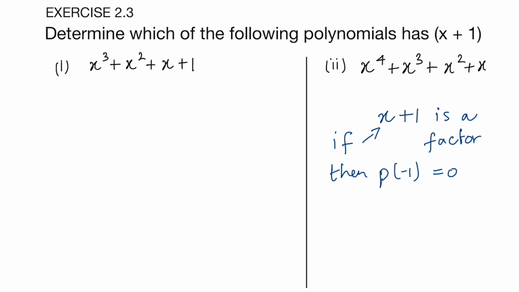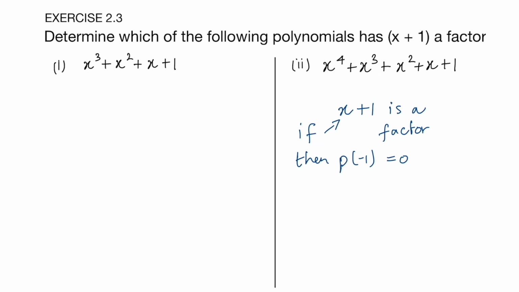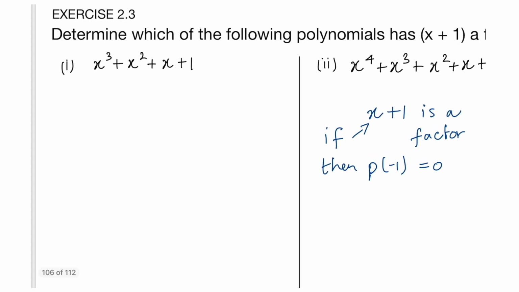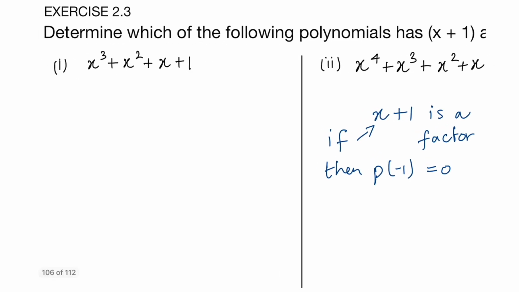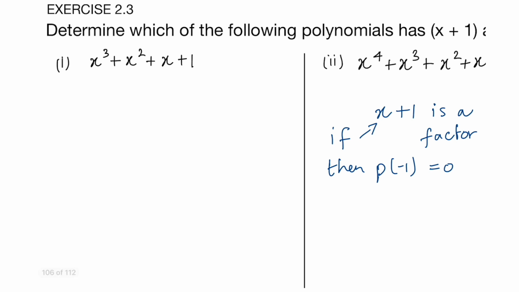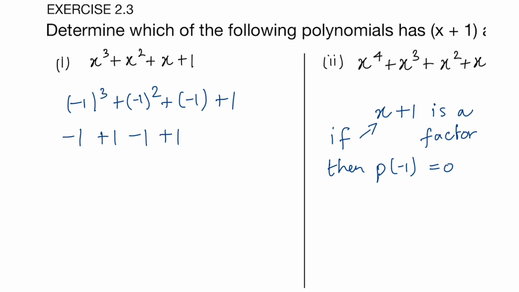So for p of x, they want you to check if x plus 1 is a factor. If x plus 1 were to be a factor, then p of minus 1 should be 0. That is exactly what you're going to find here. So minus 1 cube plus minus 1 squared plus minus 1 plus 1. Minus 1 cube is minus 1 and minus 1 squared is plus 1, and here we have a minus 1 and a plus 1. So minus 1 plus 1 minus 1 plus 1 basically comes out to 0.